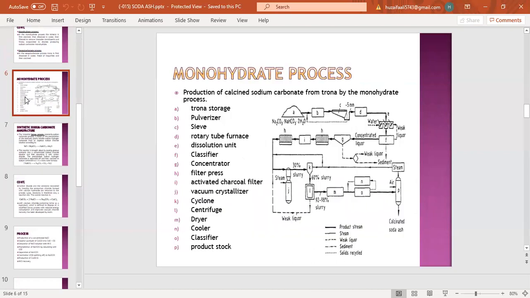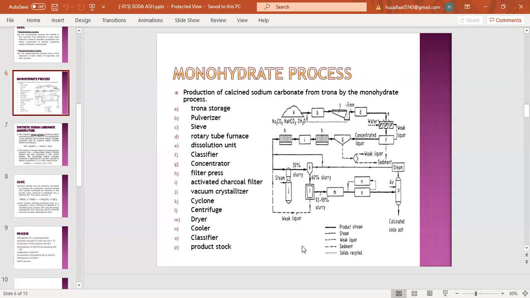Monohydrate process. Production of calcined sodium carbonate from trona by the monohydrate process. First, trona storage, pulverizer, sieve, rotary tube furnace, dissolution unit, classifier, concentrator, filter press, activated charcoal filter, vacuum crystallizer, cyclone, centrifuge dryer, cooler, classifier, product stock.